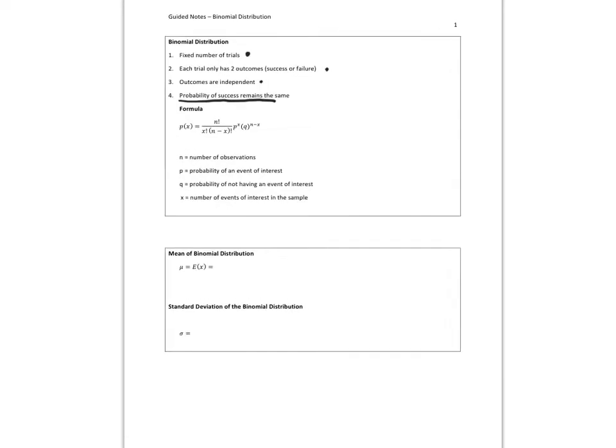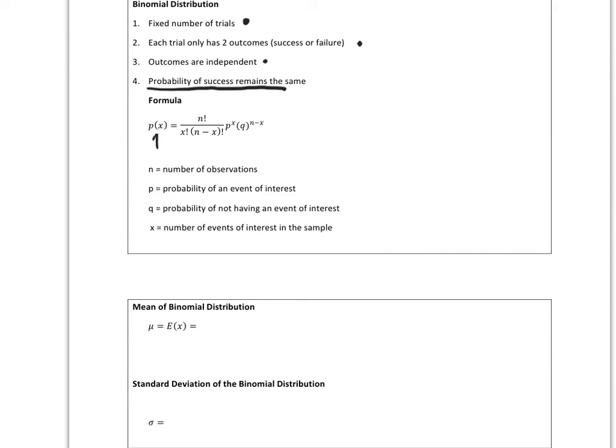Here is your formula. Now this is what you're trying to find the probability of. This n is the number of observations. X, that's what you're trying to find the probability of. P, that's your probability of an event of interest, or you may think of that as success. It's what you're trying to find, even though it may sound negative in some cases. Q is 1 minus P, and that's what we're not curious about. And I guess that's all I need to say.